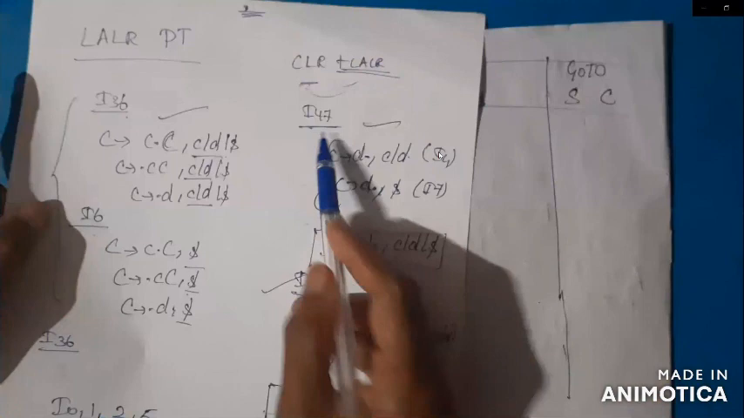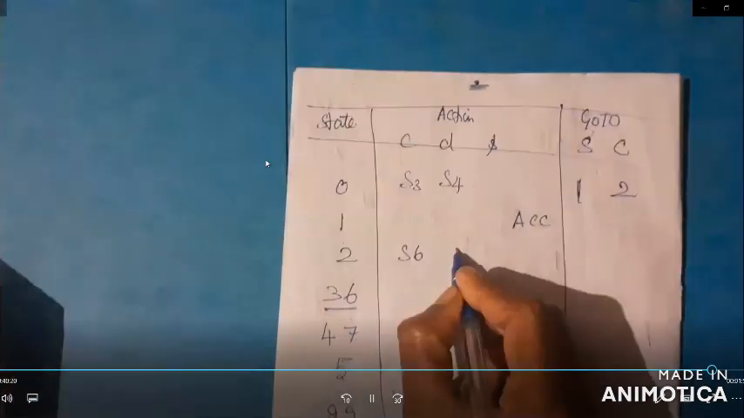Here 5. What are the actions for state 0? State 0 has S3, S4, with goto 1 for S and 2 for C. What about state 1? State 1 is dollar, accept. What about the second state? The second state is S6, S7.